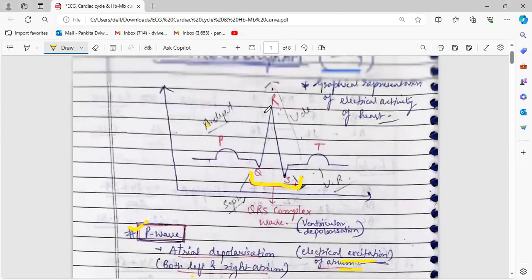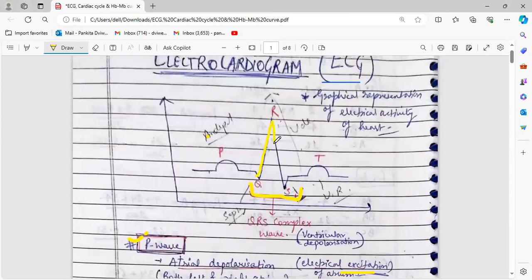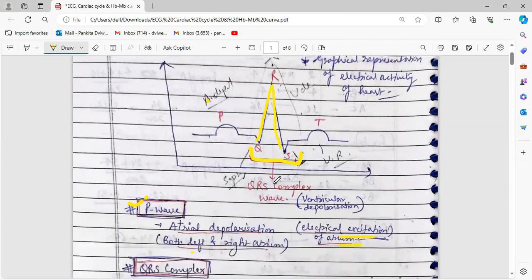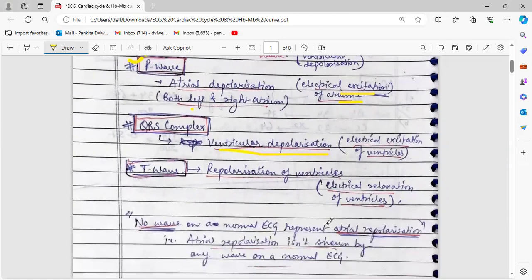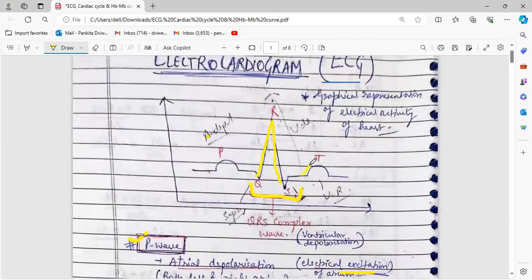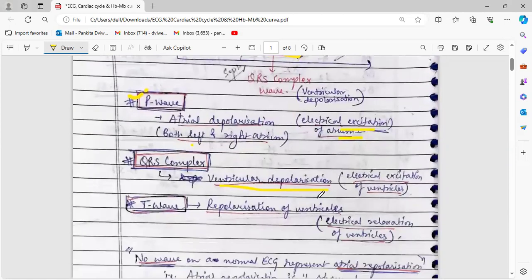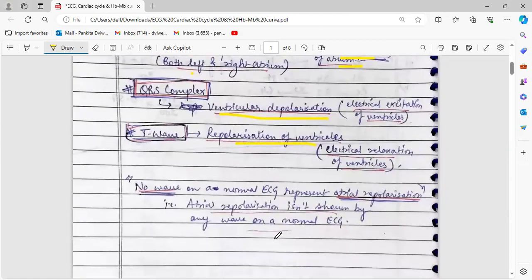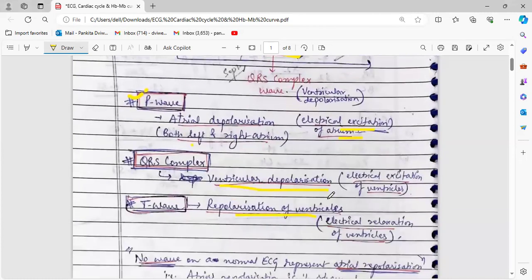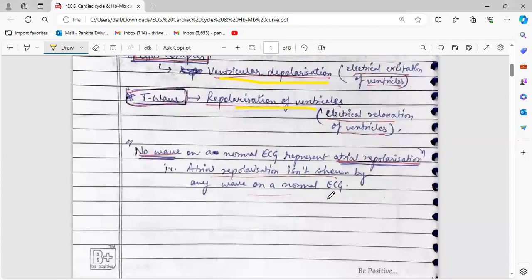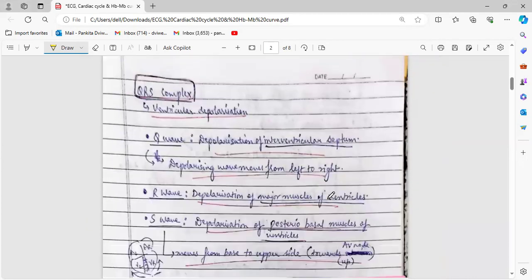The QRS complex, this one, on the ECG represents the excitation of the ventricles of the heart, which is also called ventricular depolarization. And this last T wave here represents the relaxation or the repolarization of ventricles. And there's no wave on a normal ECG which represents the atrial repolarization.